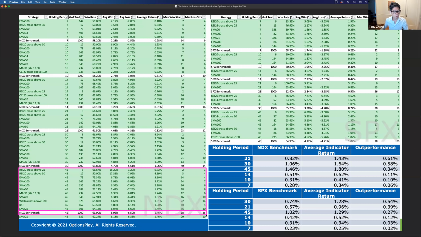So what you have here is always the benchmark, and you see whether a strategy beats it, and everything in green are the specific indicators. The ones in green are the specific indicators that beat the benchmark for that specific holding period. So that's the first thing.